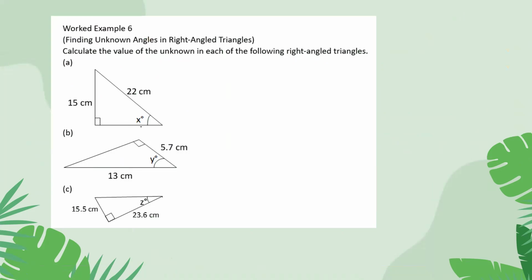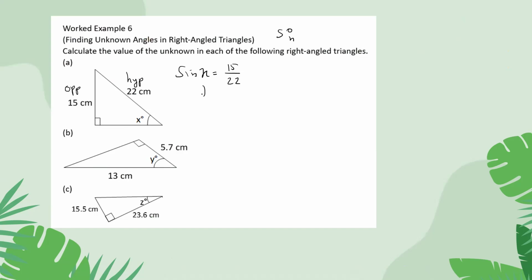First things first, you need to know what is 15 and what is 22. What is 15, guys? About the X. Opposite. 15 is the opposite, and 22 is the hypotenuse. So what do you use? Sine, right? Sine x equals opposite 15 over hypotenuse 22, because we use the rules.